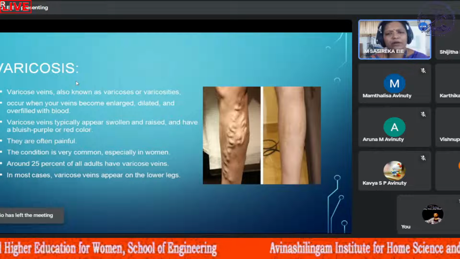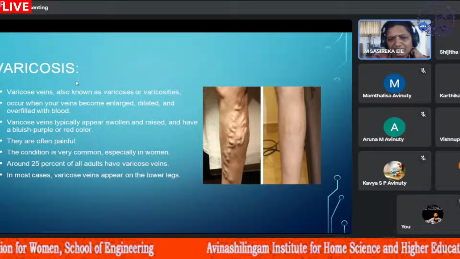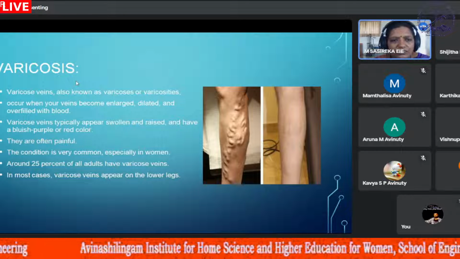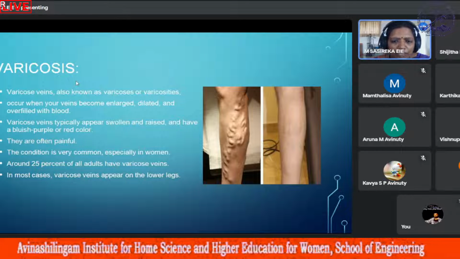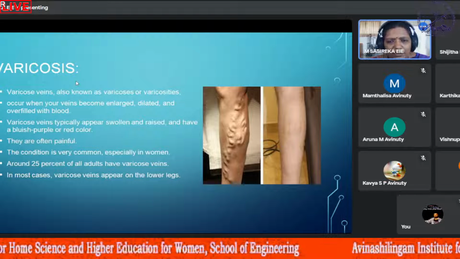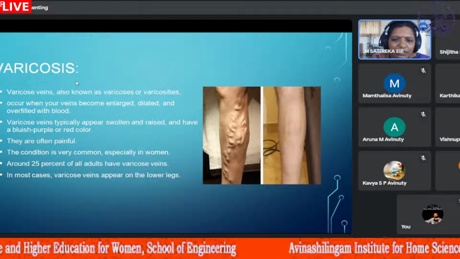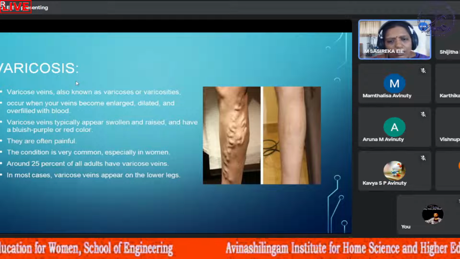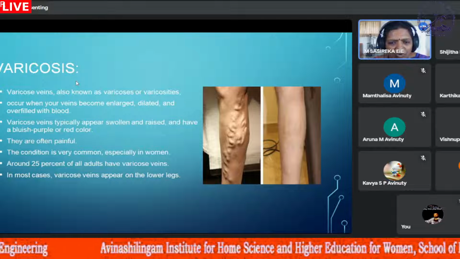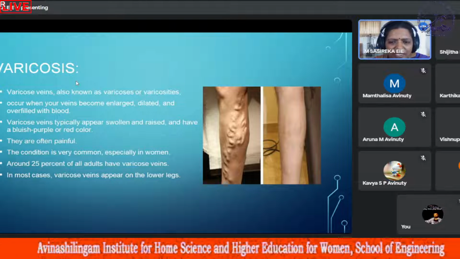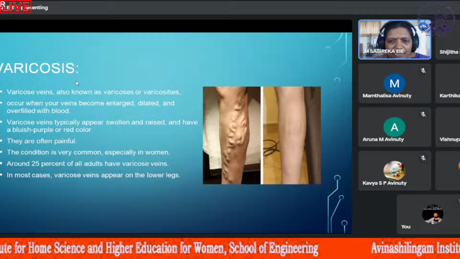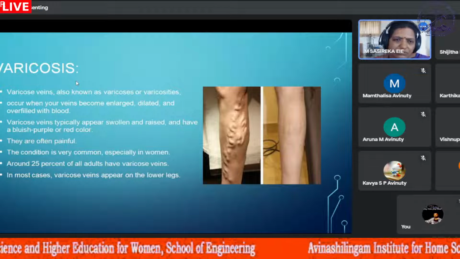Now most people have this because of their lifestyle. See what we do in our kitchen. When you compare with our previous generation, they had their stove at the bottom. They would sit and cook. But we are standing always. Since we are standing for a longer time, our blood circulation will not be proper, and this is leading to varicosis.